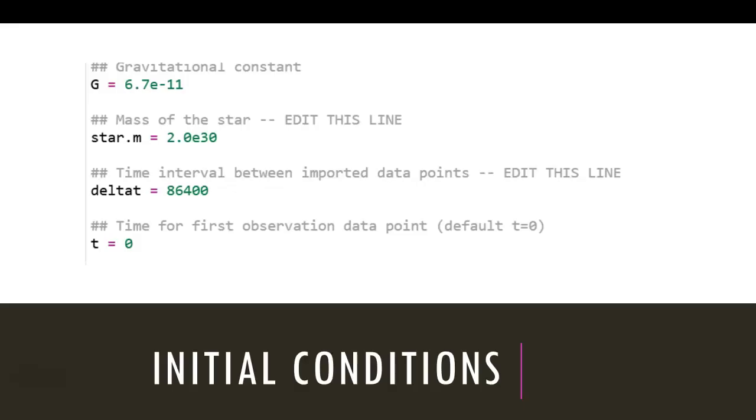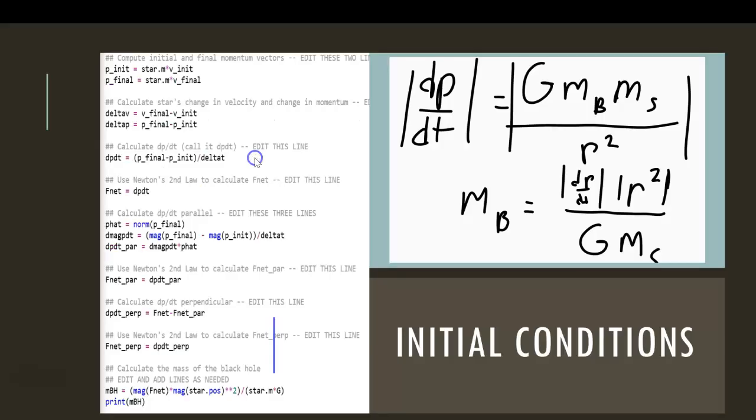We also had the mass of the star and the change in time in seconds, which is 1 day, and the initial time, which was 0 seconds. When we were calculating the change in net force, we needed to calculate the change in momentum, which is seen in Newton's second law, in order to find the change in instantaneous momentum. We then calculated the change in direction versus the change in magnitude of the components, and we used them to calculate F net parallel and F net perpendicular. We then took the values of the magnitude of F net, plugged them into a gravitational equation, and organized it to get the mass of the black hole as seen here.